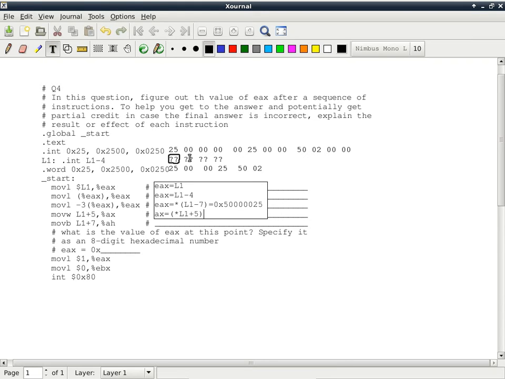L1 is here, plus 1, plus 2, plus 3, plus 4, plus 5, and this is plus 6. So plus 5 and plus 6 are copied to AX, so AX becomes basically all zeros. And as a result, EAX becomes 0x50000000 at the end of the 4th instruction. Are we still doing okay with the instructions at this point?